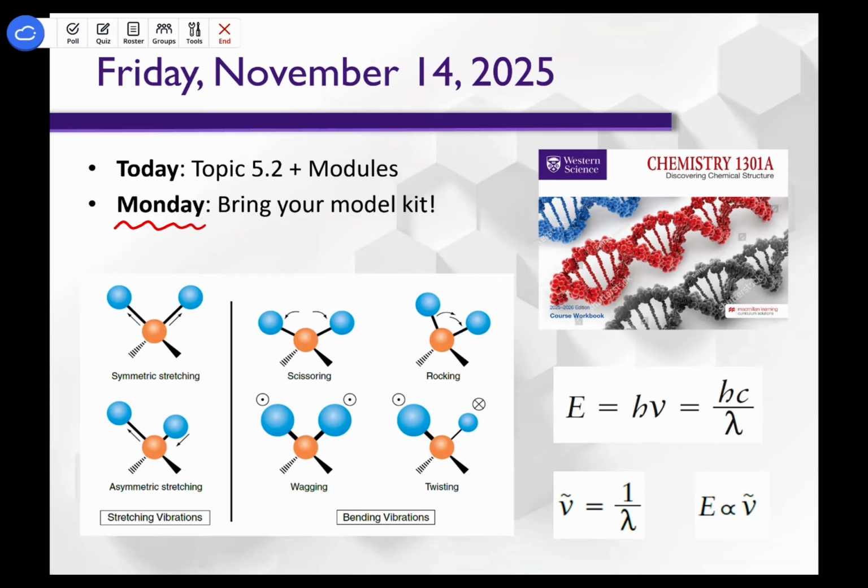Depending on what type of light it absorbs, what the energy of that light is, what its frequency is, or 1 over wavelength, which is wave number, it's just another way of talking about the energy of the light, we can see what type of light it absorbs, and different bonds absorb different energies of light.